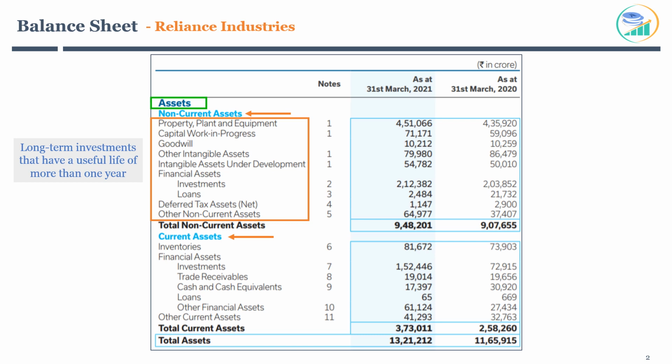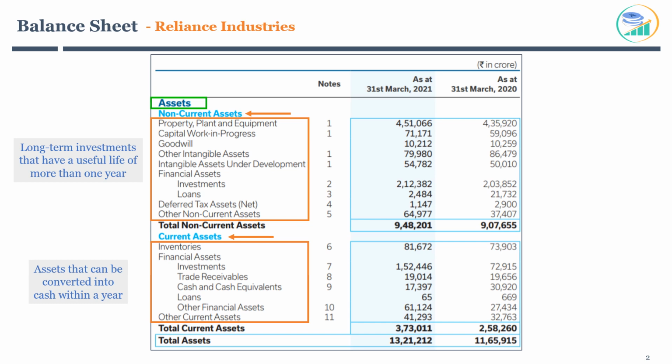The next category of assets is current assets. Current assets are the assets that can be converted into cash within a year. It includes product inventories, financial assets like fixed deposits, money due from suppliers, and so on.